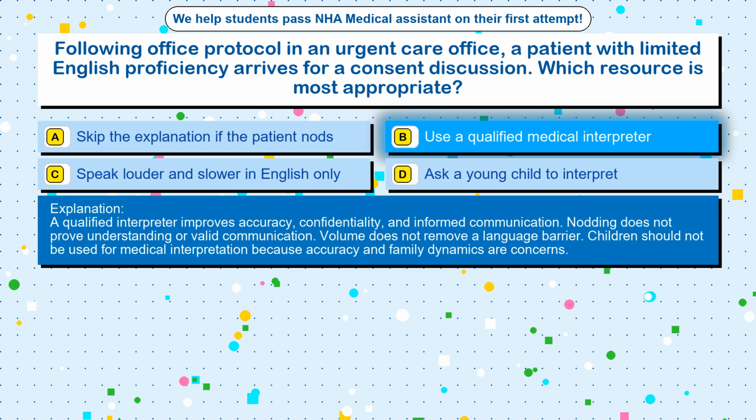A qualified interpreter improves accuracy, confidentiality, and informed communication. Nodding does not prove understanding or valid communication. Volume does not remove a language barrier. Children should not be used for medical interpretation because accuracy and family dynamics are concerns.